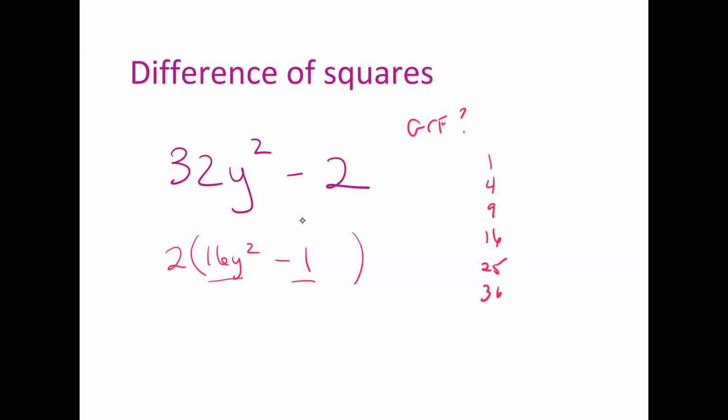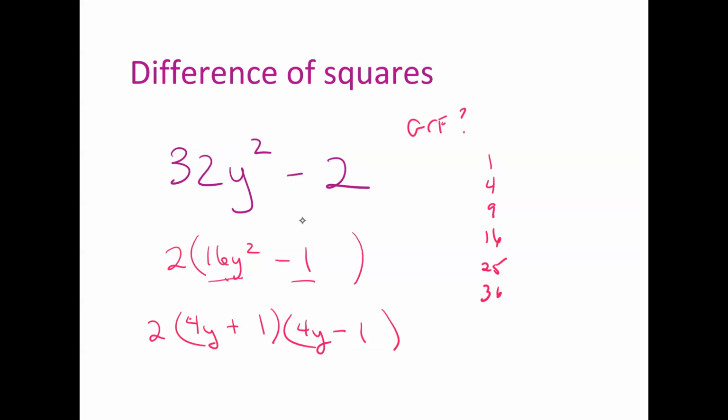So what I'm going to do is leave the 2 there. I'm going to throw down my 2 sets of parentheses, and now I'm going to take the square root of each of these. So the square root of 16y squared is a 4y. So that goes in the front of both. The square root of 1 is 1. That goes in the back of both. And you need a positive and a negative.